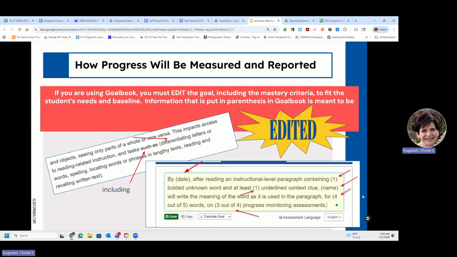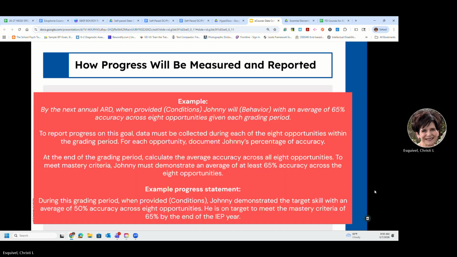The suggested goals aren't the only thing we must edit in Goal Book. The suggested impact statement and PLAP information must also be edited based on what's in parentheses and to fit the individual profile of the student. Let's look at another goal.